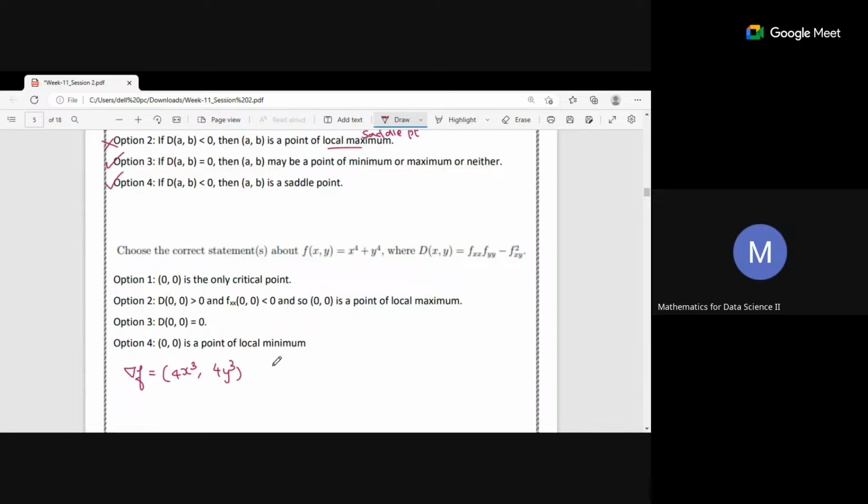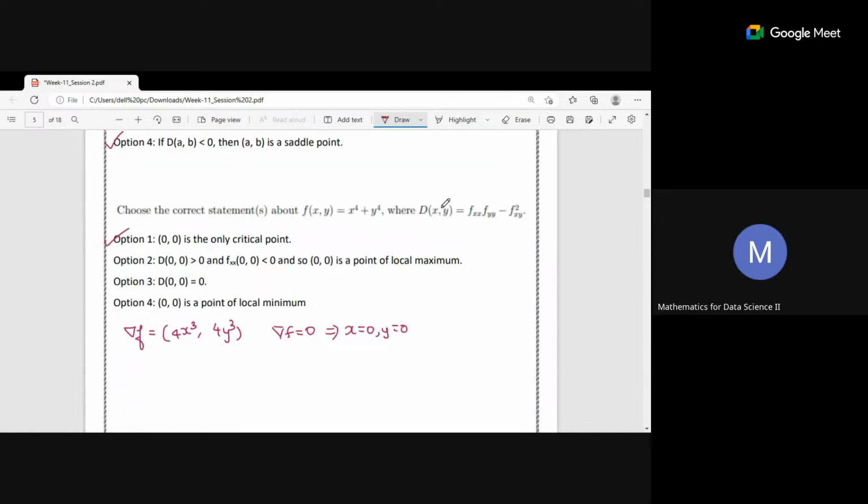Okay. So now, what are the critical points then? 0, 0. Yeah, x equal to 0 and y equal to 0. So 0, 0 is the only critical point. That is true. And what about the determinant at 0, 0? So let us look at the determinant at 0, 0. Obviously, what is fxx? 12x square. And what is fyy?